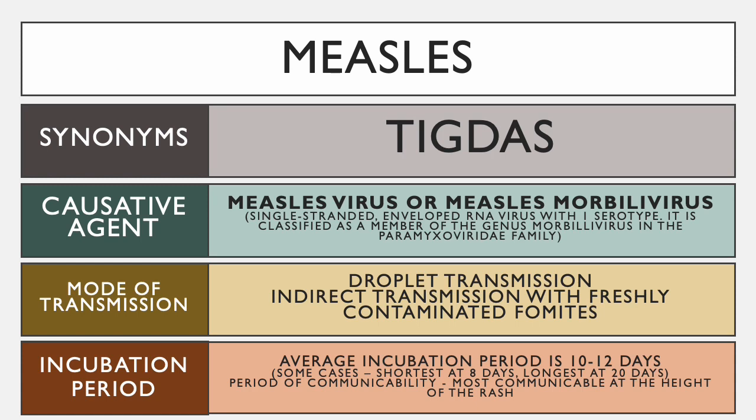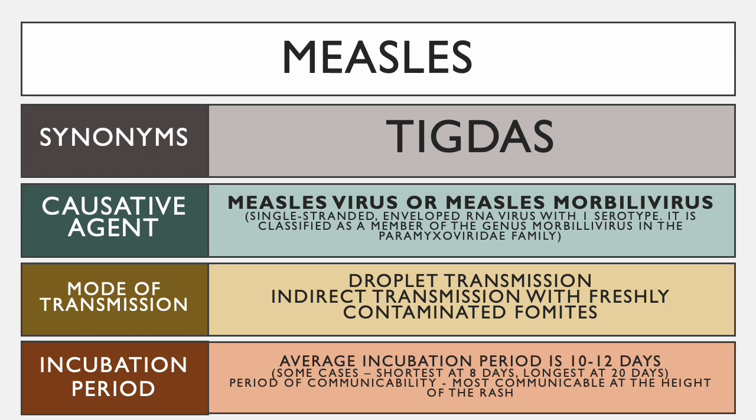Now, the mode of transmission of measles, though we can see measles basically sa skin. However, ang transmission ng measles, it's not actually skin contact, no? The transmission of measles is through droplets. It could also be through indirect transmission with freshly contaminated fomites. So, when we say fomites, these are materials, okay? Let's say, mga panyo or tissue, di ba? It is an object, okay, that serves as a vehicle by which this virus is being transmitted from one person to another.